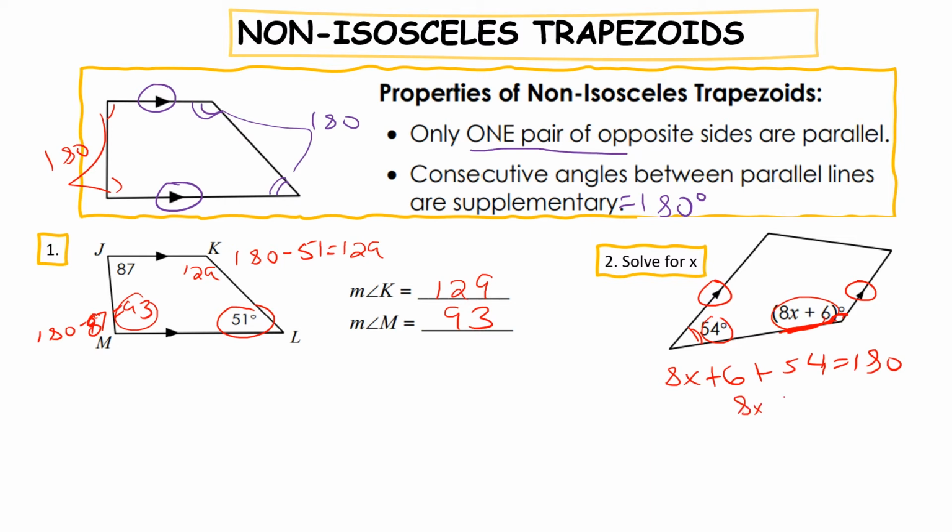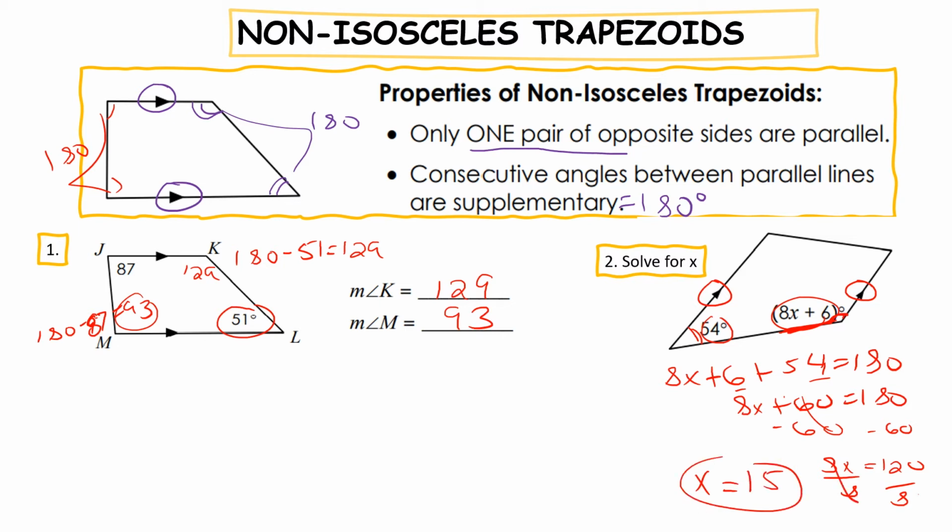Combining like terms, 6 and 54 is 60. Left with a two-step equation, subtract 60, 8x equals 120, divided by 8. And x is equal to 120 divided by 8. So x is equal to 15. If you wanted to check it, just to make sure we got the correct answer, they should equal 180.